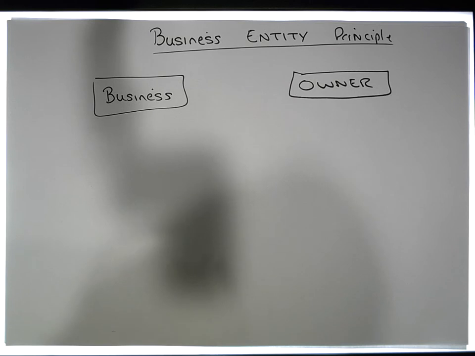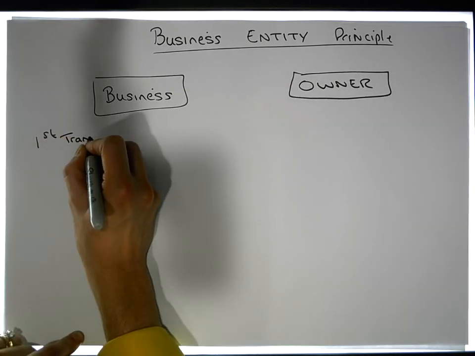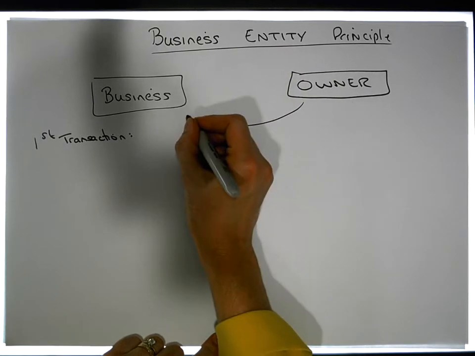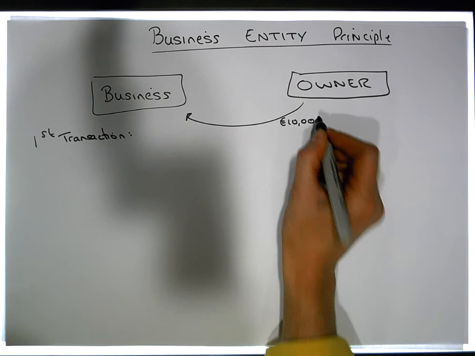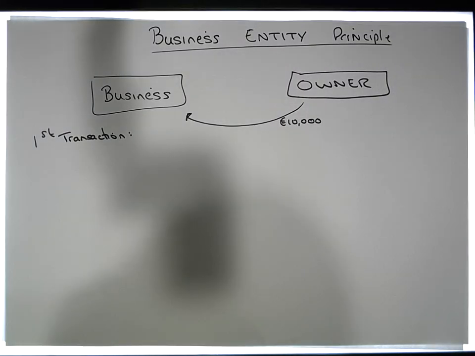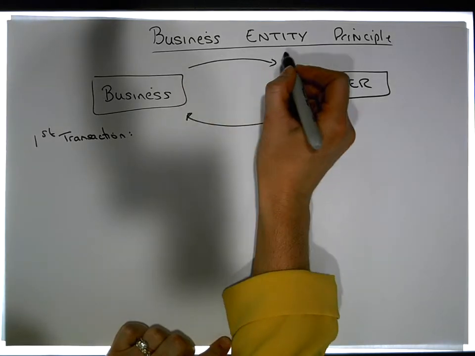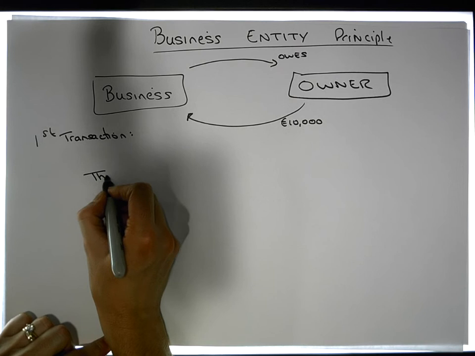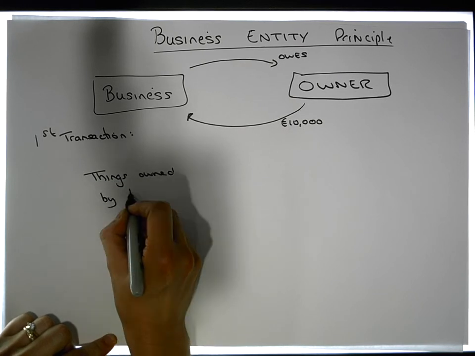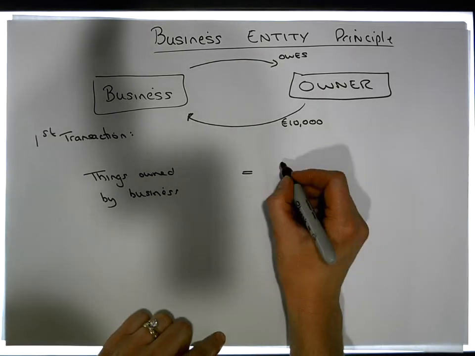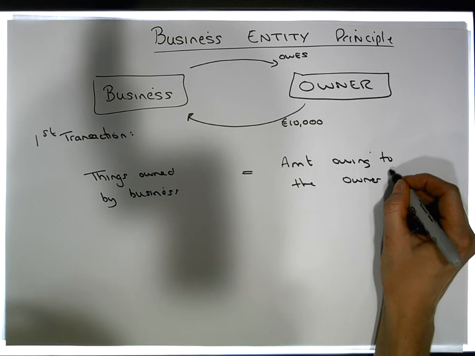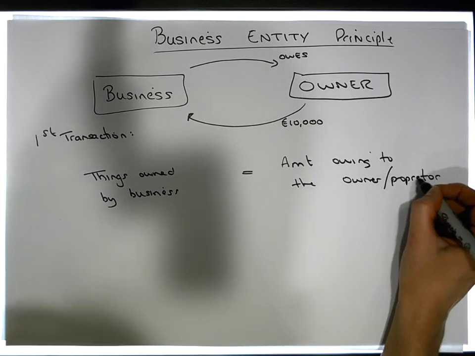So the very first transaction of any business is where the owner invests money in the business. So the business is getting money from the owner. So in this example, we'll say the owner has invested 10 grand in the business. The business now owns 10 grand, but it also owes this back to the owner. So this basically means that things owned by the business is equal to an amount owing to the owner. And another term I will use for owner is proprietor, especially if we're using the sole trader example.